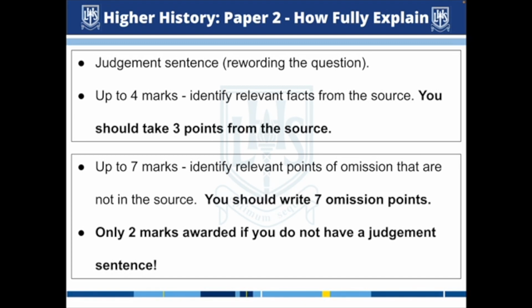If you don't have a judgment sentence, which will never happen, you will all write your judgment sentence, you will only be awarded 2 marks. So it's very important that perhaps at the end of your paper, if you've got time, check your How Fully Explain, make sure you have your judgment sentence. If you did forget it, you can put a little star at the start of your answer and put it at the bottom of your answer at the end of your paper and mark very clearly that that is your judgment sentence for the How Fully Explain.